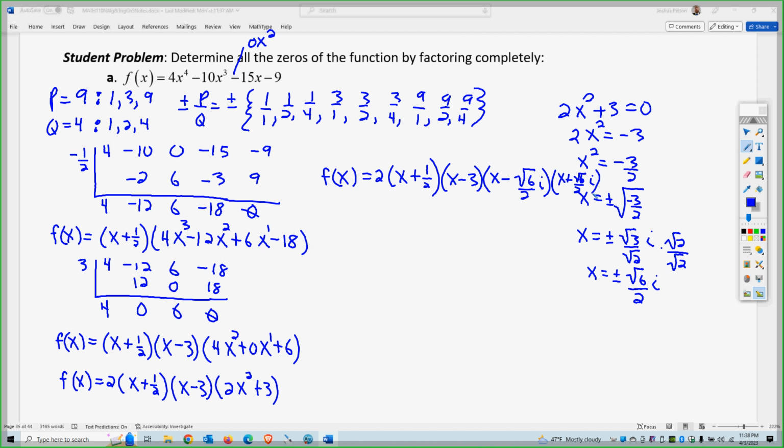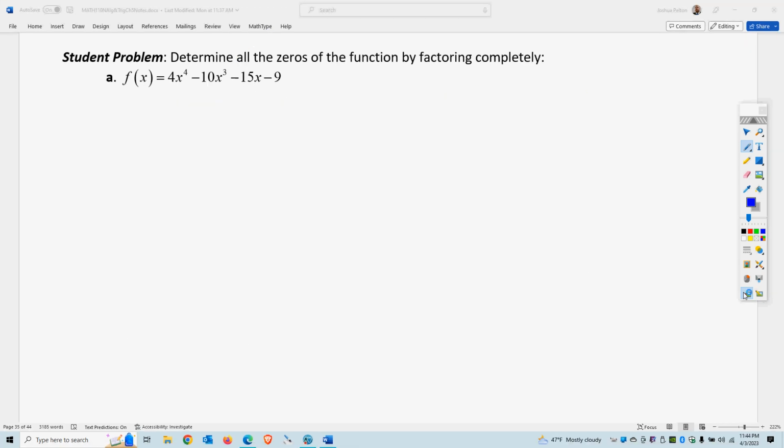I kind of ran out of room there, right? So those are my factors. Apologize for the spacing there. So my zeros, right? X equals -1/2, positive 3, root 6, I almost put 6. Root 6 over 2i, and negative root 6 over 2i. There we go. Okay, so that one we didn't need quadratic formula for. We just solved using basic algebra.